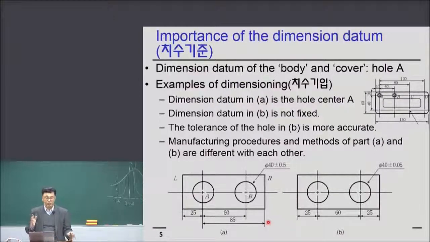Okay? All right? This is a very important concept. And also manufacturing methods become different, since this is a more accurate tolerance. So machining this hole, maybe you may need a more expensive machine tool, right? Plus minus 0.5, maybe you can use a very cheap machine to make it, since the tolerance is a little large. But this is a very accurate tolerance, so you need a little expensive machine tool. That means what?